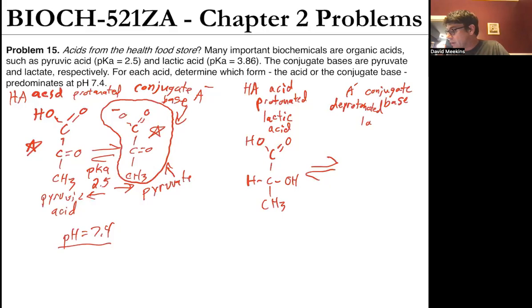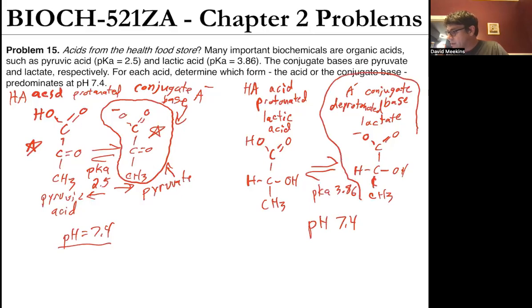The deprotonated form is called lactate. That's going to be COO negative because it's deprotonated, and then CHOH-CH3. This has a pKa that's just slightly above pyruvic acid, 3.86. So at a pH way up at 7.4, again, this form is going to predominate. You could use the Henderson-Hasselbalch equation for these types of problems, but you really don't need to.